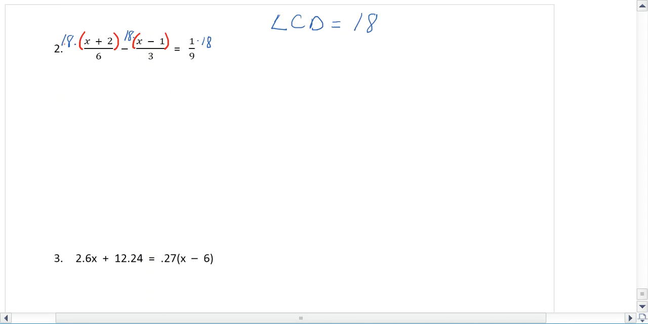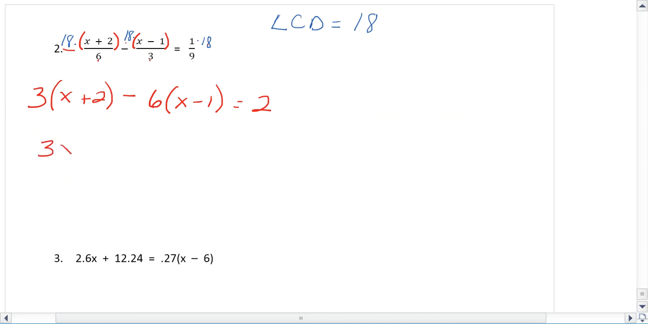And now this is the step that I call do the math. What is 18 divided by 6? It's 3. So the denominator divides away, but we still have our numerator in parentheses. Keep the parentheses so that you see the distribution, otherwise it might be lost. Then we have a negative sign. Again, do the math. 18 divided by 3 is 6, and I still have the numerator in parentheses. Over here, 18 divided by 9 is 2. Again, doesn't this look a lot easier to solve than what we started with?